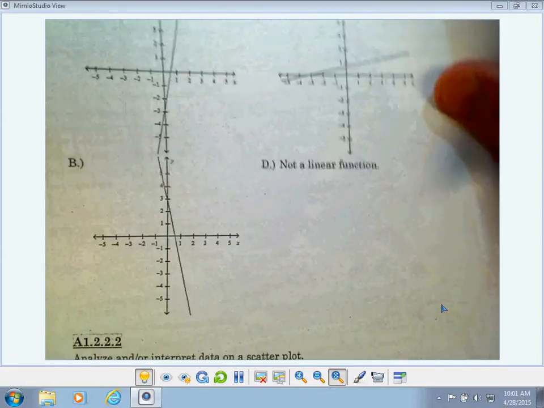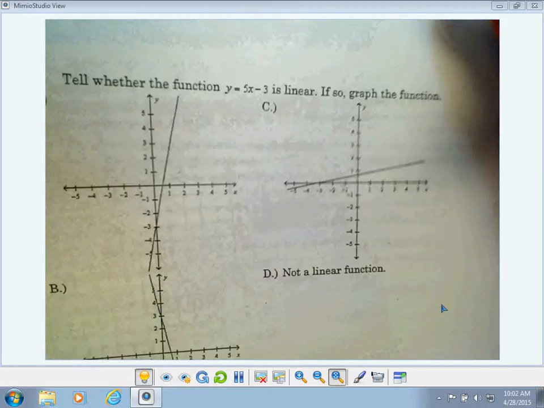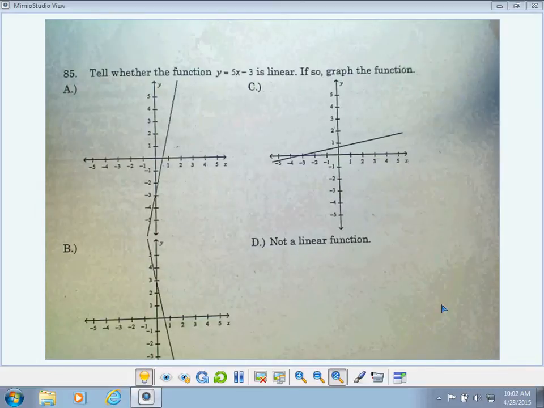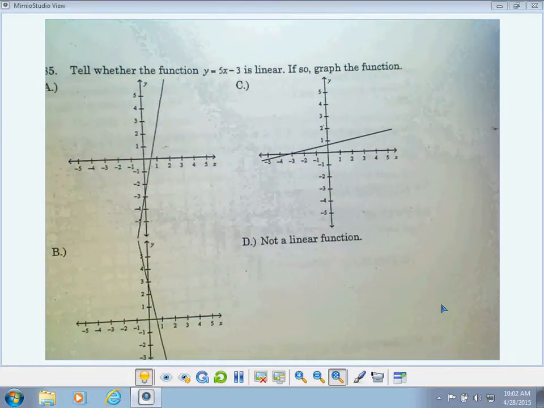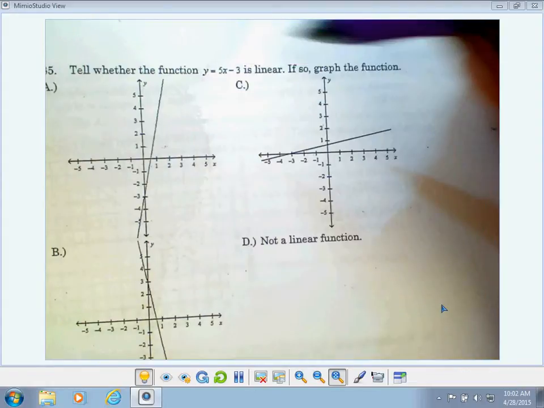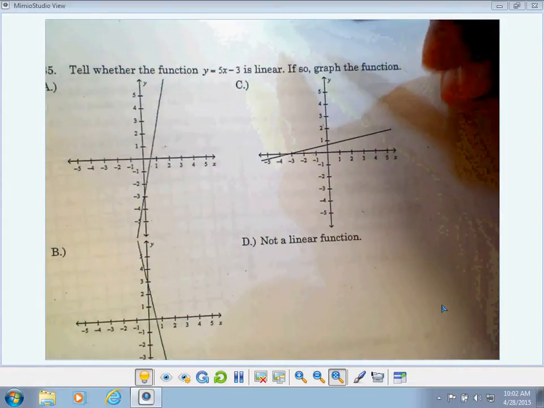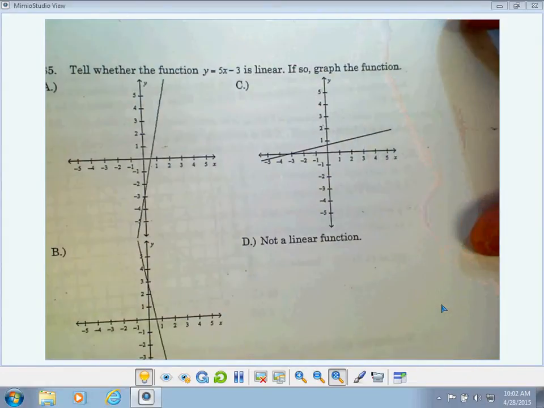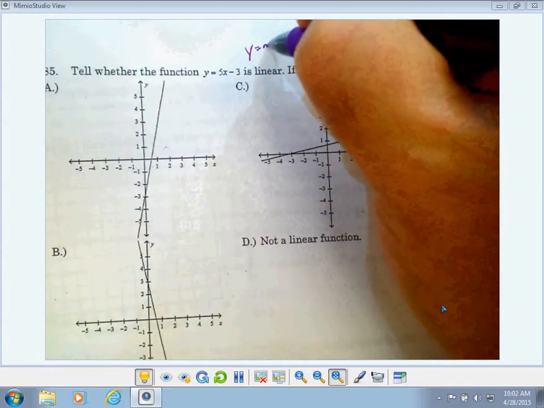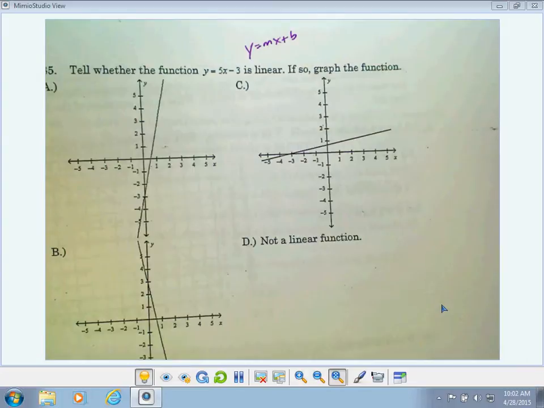Okay, number 85. It says, tell whether the function y equals 5x minus 3 is linear. If so, graph the function. It's definitely linear because there's no exponent on the x, and that's the basic format of a linear equation, right? y equals mx plus b. Most definitely a linear equation.